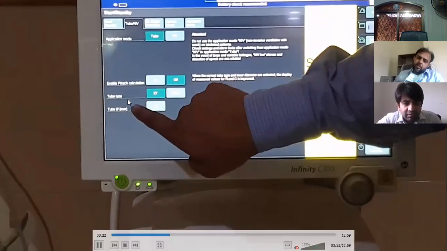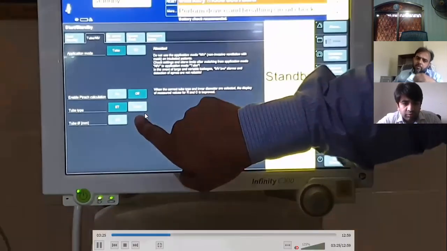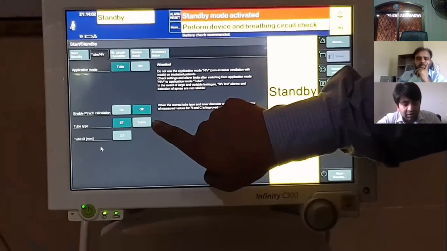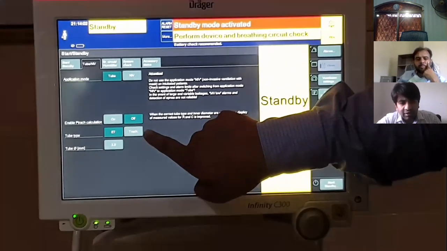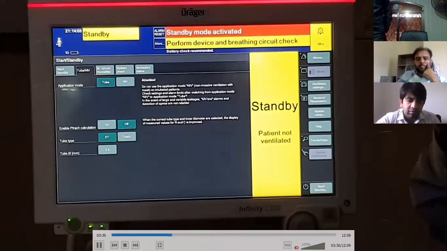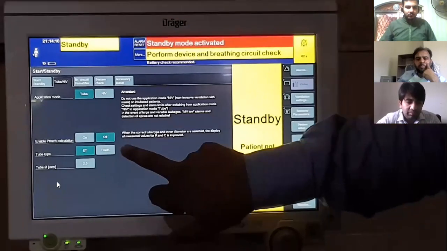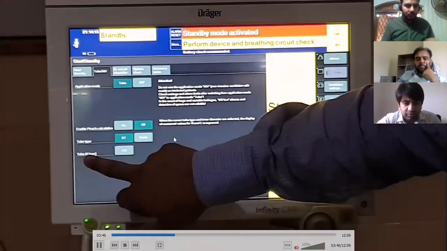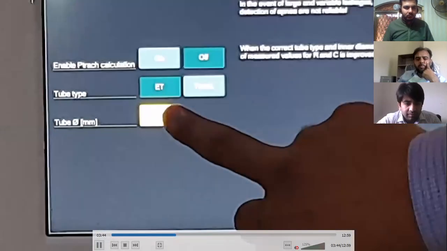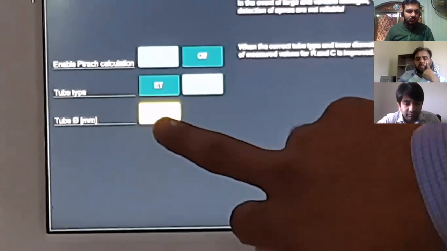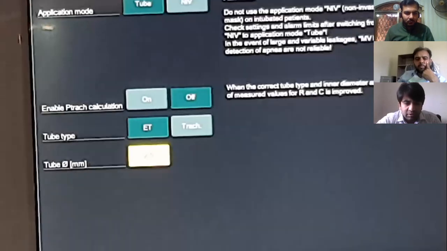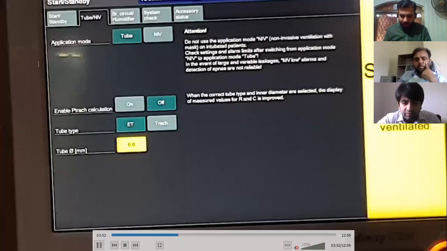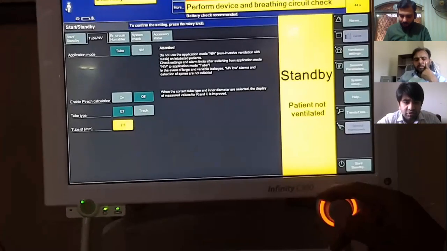Then a second thing that is important to select is tube type, whether this is an endotracheal tube or a tracheostomy tube. Usually we ventilate the neonate, infant and children with an endotracheal tube. And in rare conditions, we can also pass a tracheostomy tube to ventilate a baby. The third important thing is to select the tube size. So we will click on this option, and from the knob on the left side of the ventilator, we can adjust the size of the tube.